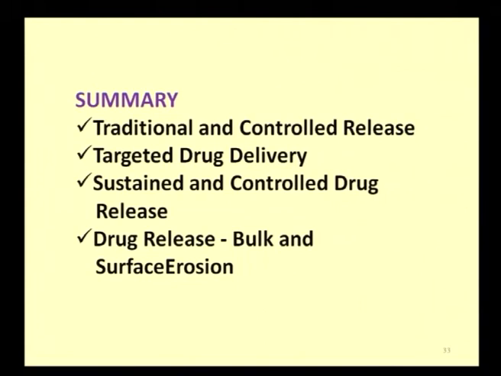So, having seen all these details, let us sum up. In the summary we have seen the traditional and controlled release systems. We have learnt about what is called targeted drug delivery. We have also highlighted the important differences between sustained drug release and controlled drug release, and finally we touched upon the various drug release systems happening by two important means, namely bulk erosion and surface erosion.